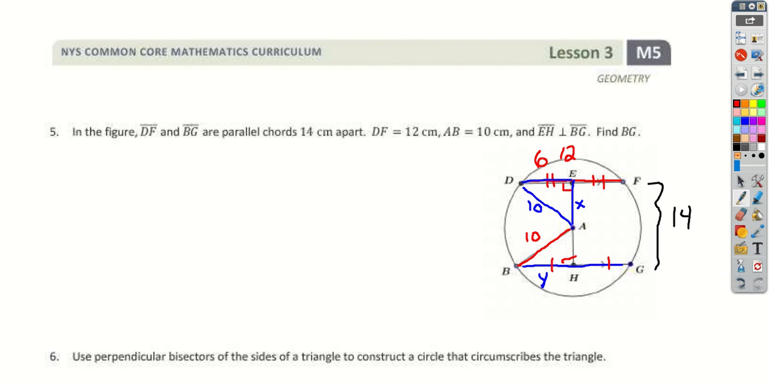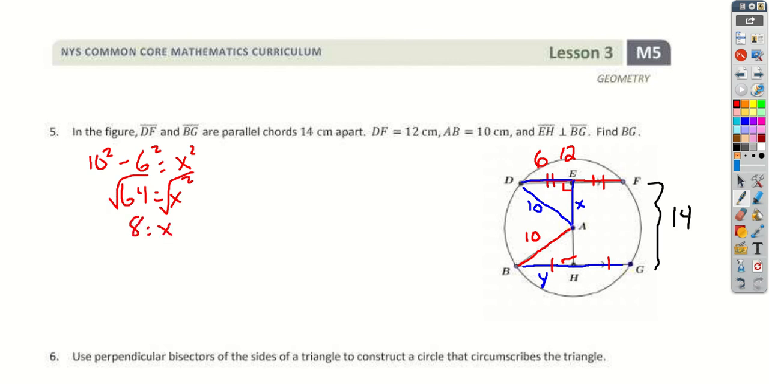Okay, see if you can do it first. Then hit play. All right, do your thing. No, really, you're supposed to pause it. Okay, so same thing here. So if you started off, hopefully you did 10 squared, right? Minus 6 squared is equal to x squared. This is going to equal 64. And then the square root of that is going to be 8.